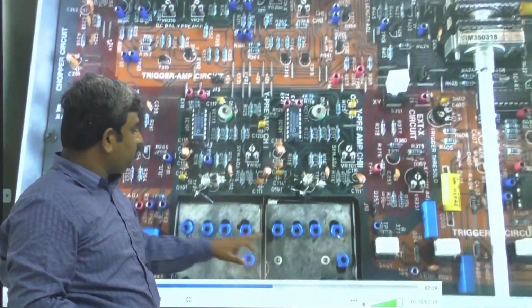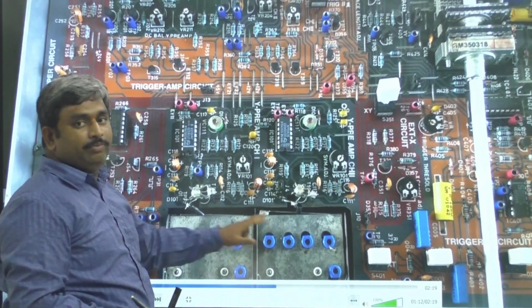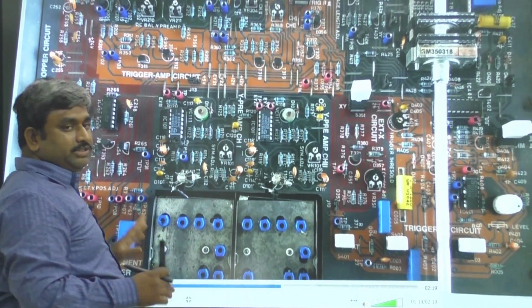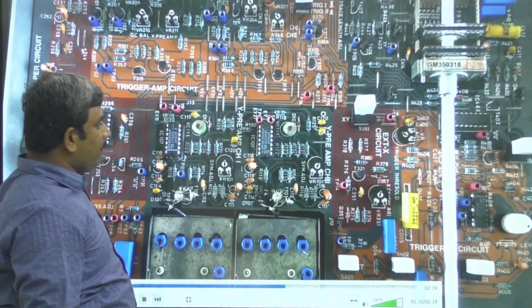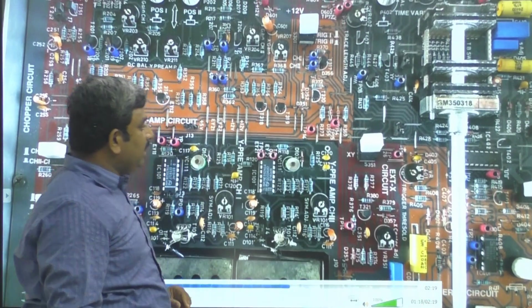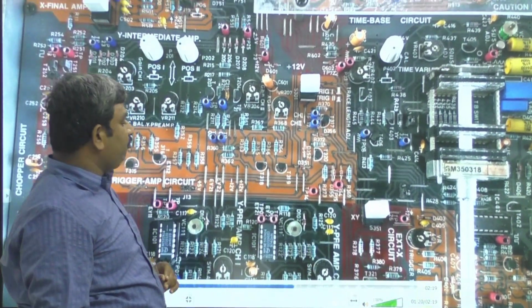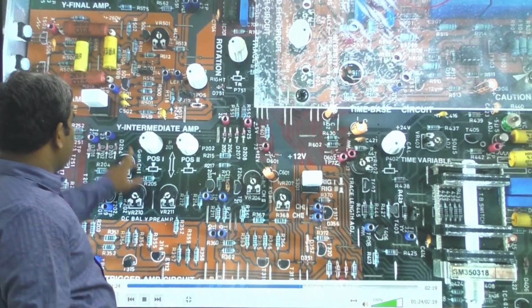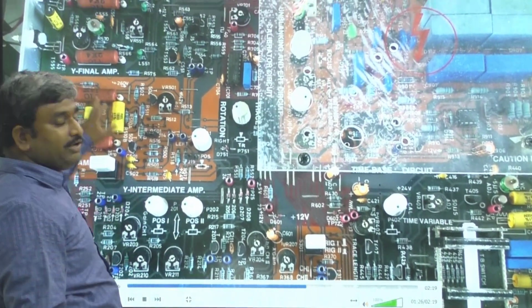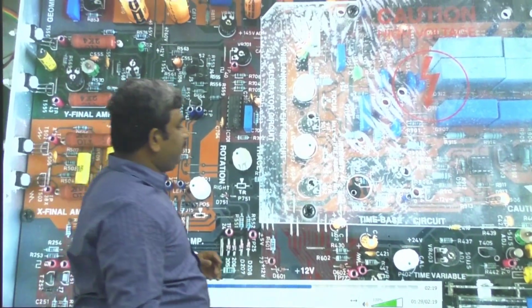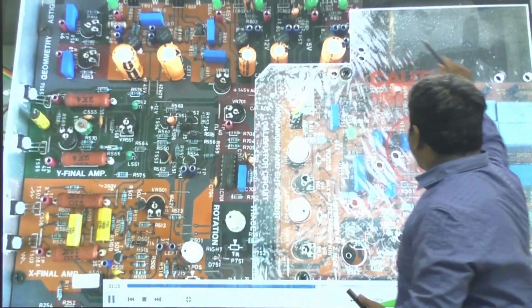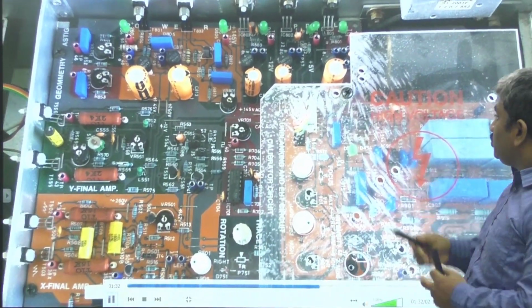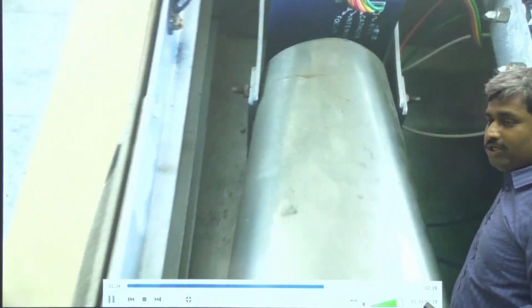So see here channel 1, channel 2 connected here, 2 potentiometers here we have, and voltage divider circuits, and this is the chopper circuit, and this is the external triggering circuit, and this is the triggering amplifier circuit, and this is the Y intermediate amplifier circuit, and this is the Y final amplifier circuit, and this is the complete power supply section. So we don't have any rights to touch that one.